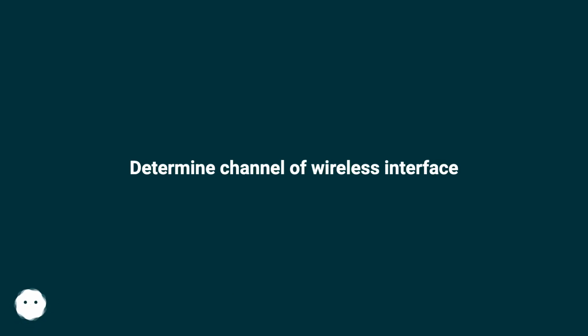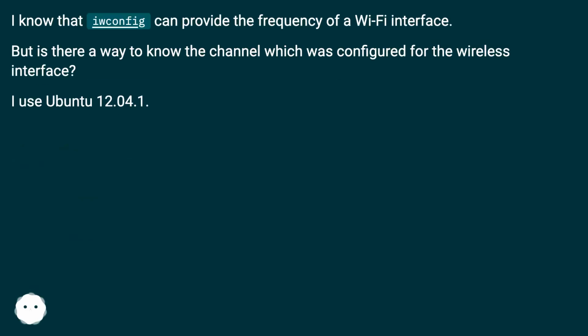Determine channel of wireless interface. I know that iwconfig can provide the frequency of a Wi-Fi interface. But is there a way to know the channel which was configured for the wireless interface? I use Ubuntu 12.04.1.